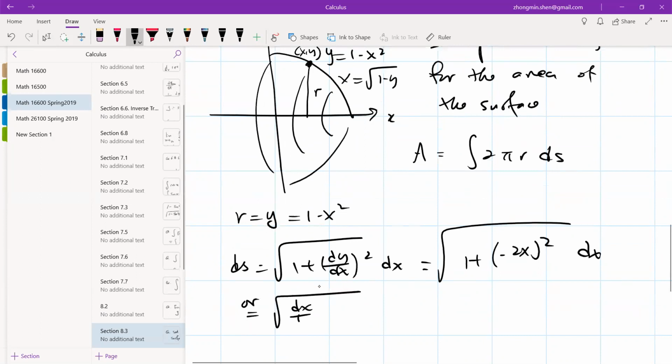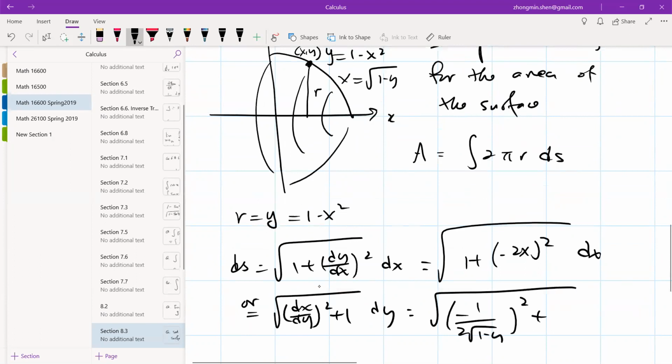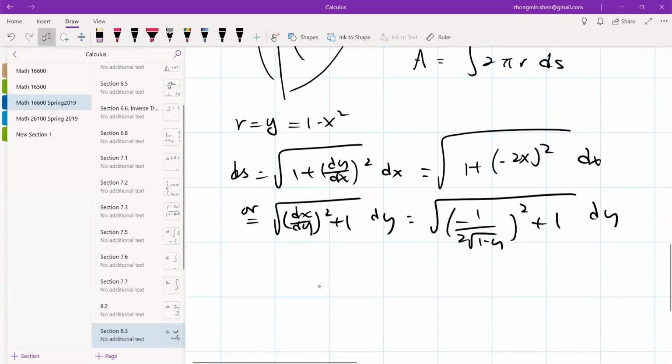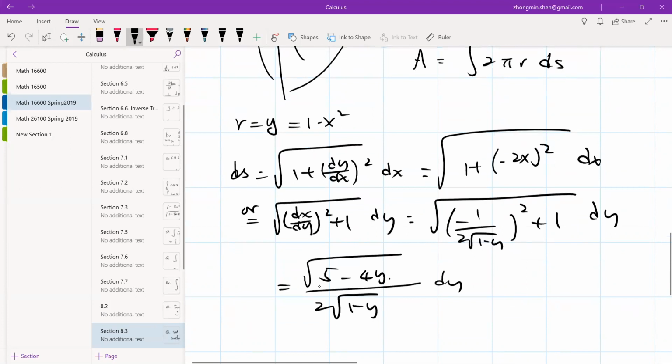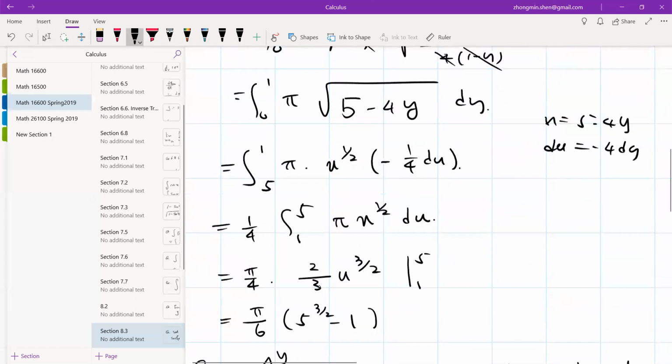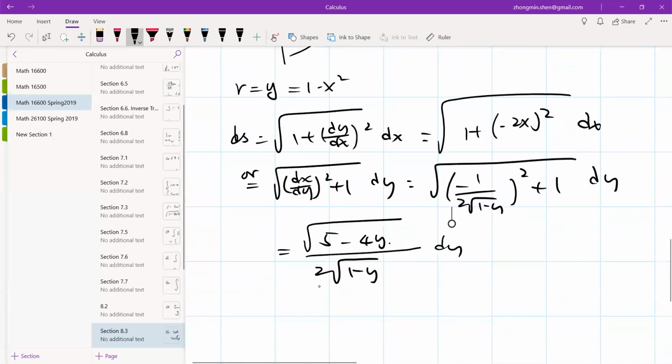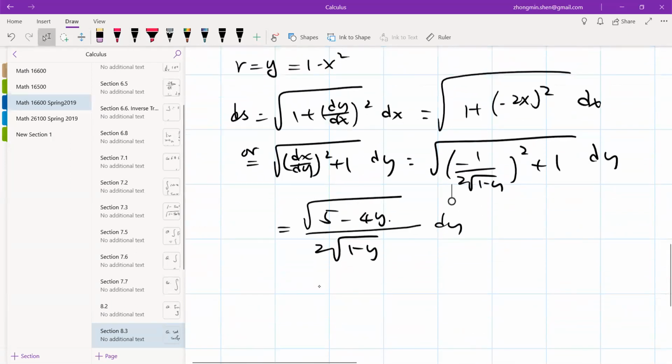It's going to be dx over dy squared plus 1 dy. And after simplifying, I think this is what I got. Okay, so I can simplify a little bit. I take this out and put it in the denominator. Here's a 5 minus 4y. I just write down the answer. We already did that from above problems. I think it's 5 minus 4y. Yes. Okay, so we have two versions.